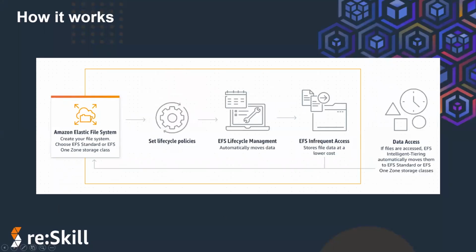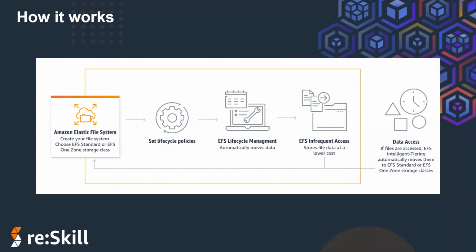Now let's see how it works. So basically, we will be creating a file system in a simple AWS user interface, and after that, we will choose a lifecycle management file access policy to transition files to infrequent access based upon the days which we choose, like 1, 7, 14, 30, 60, or 90 days using the AWS CLI, API, or EFS management console.